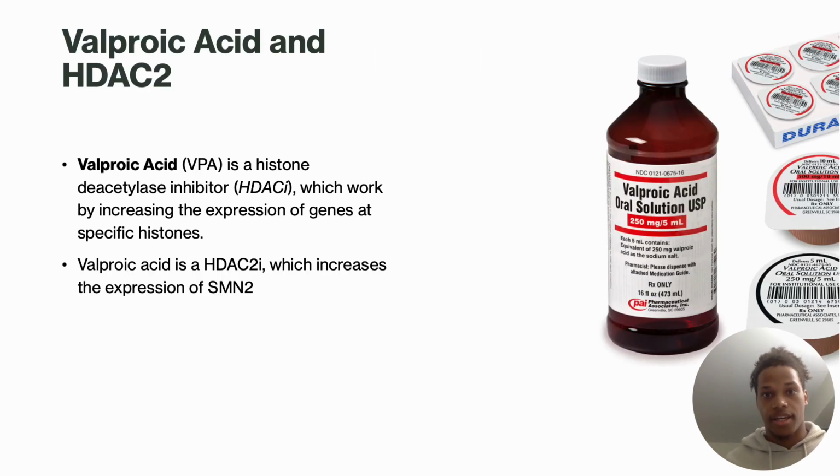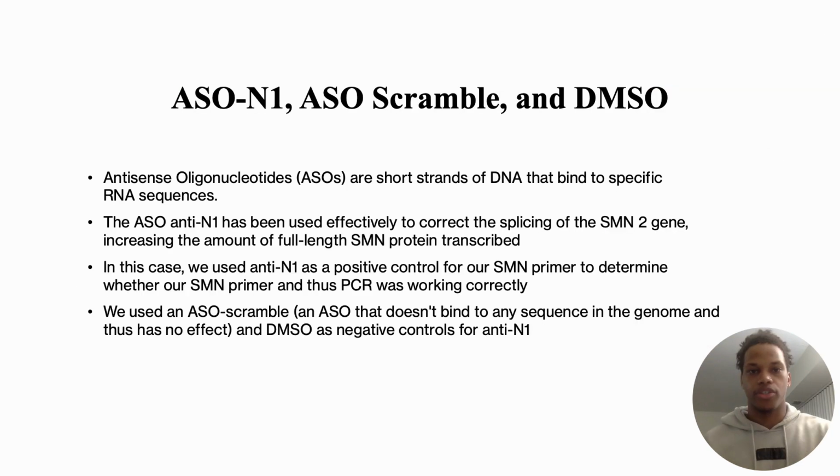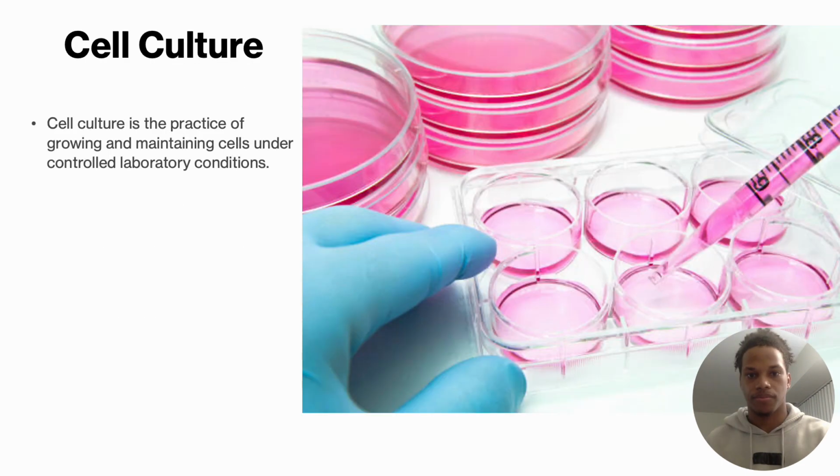Valproic acid is the histone deacetylase inhibitor we use to express this histone of our SMN2 gene, specifically HDAC2I. Materials include antisense oligonucleotides to bind to our RNA to express our gene results, testing ASO-N1 lipofectamine and ASO control scramble, which does not bind, and DMSO control dilute.